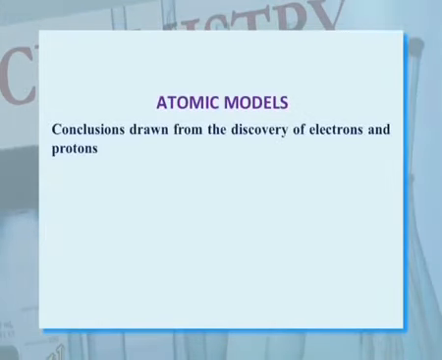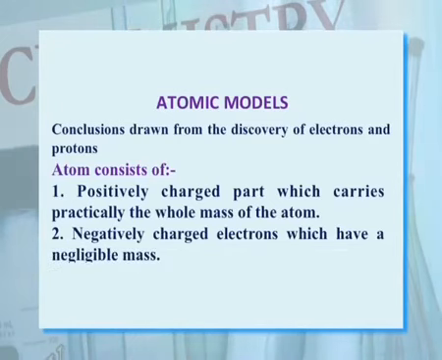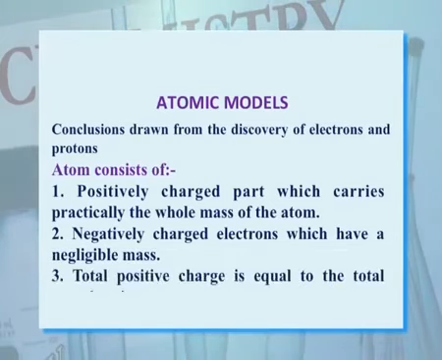Atomic models. Conclusions drawn from the discovery of electron and proton. First, the atom consists of a positively charged particle which carries practically the whole mass of the atom. Second, negatively charged electrons which have a negligible mass. Third, the total positive charge is equal to the total negative charge.